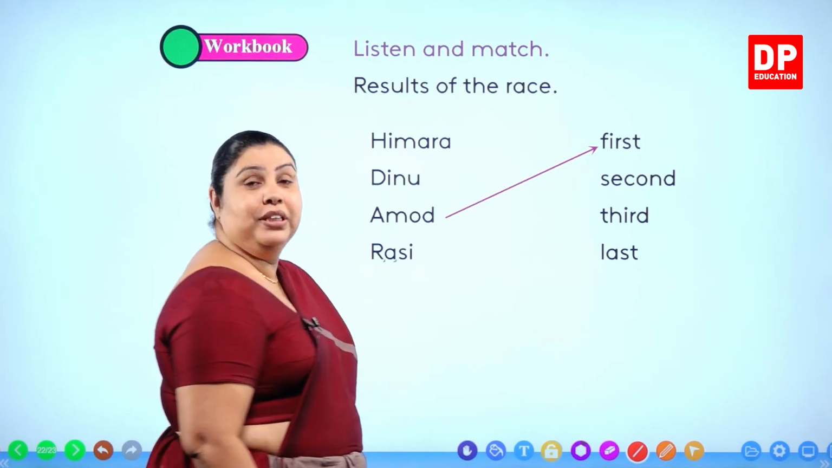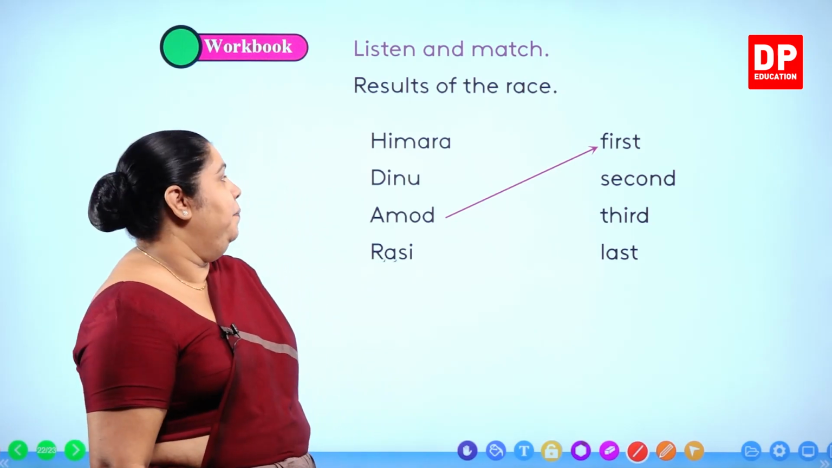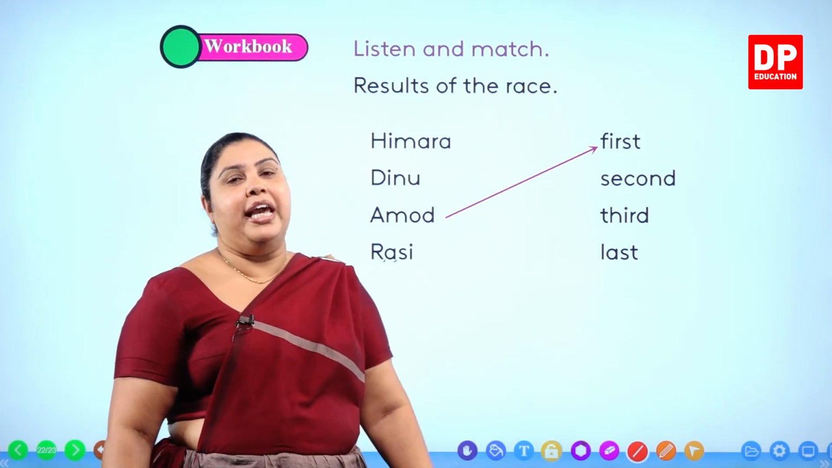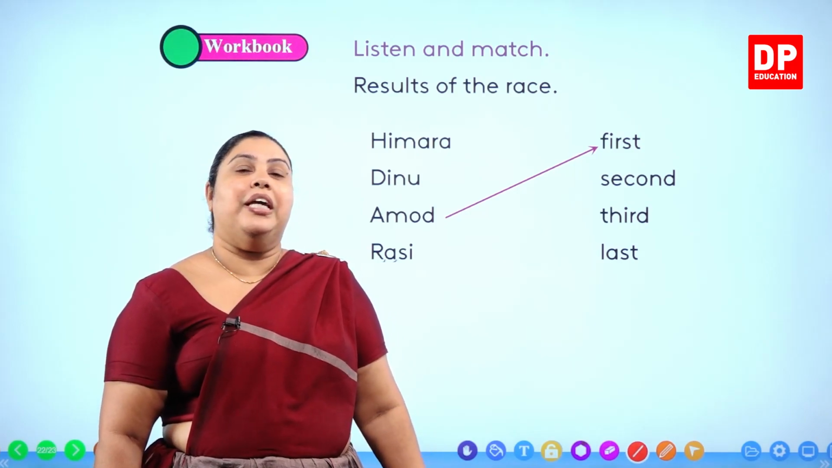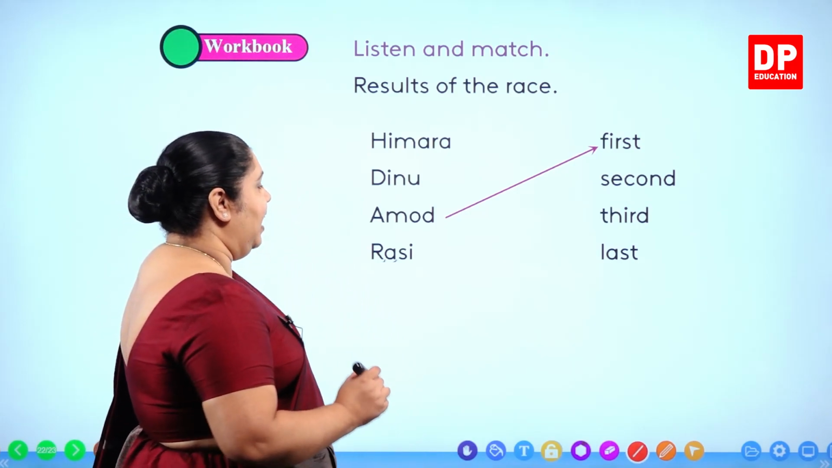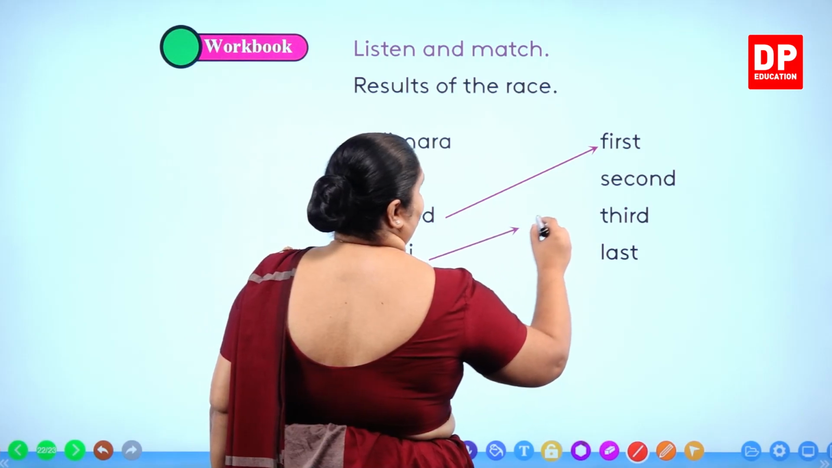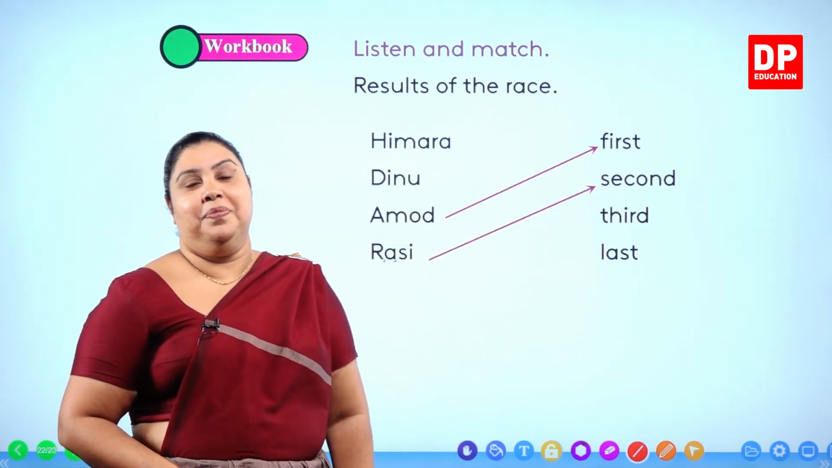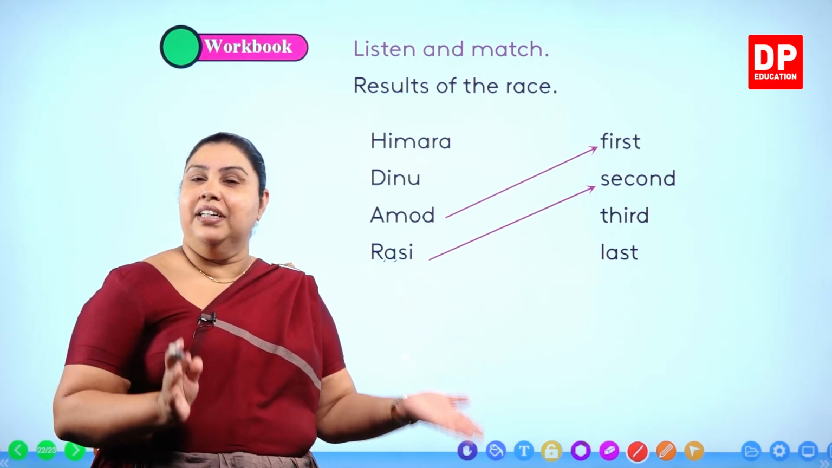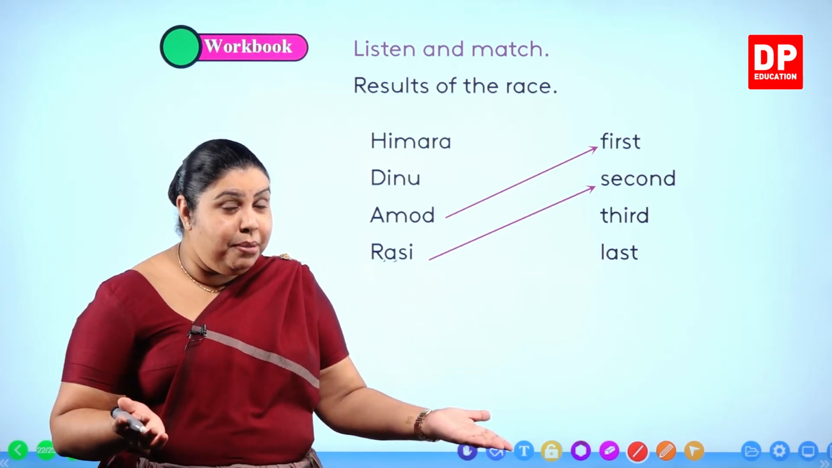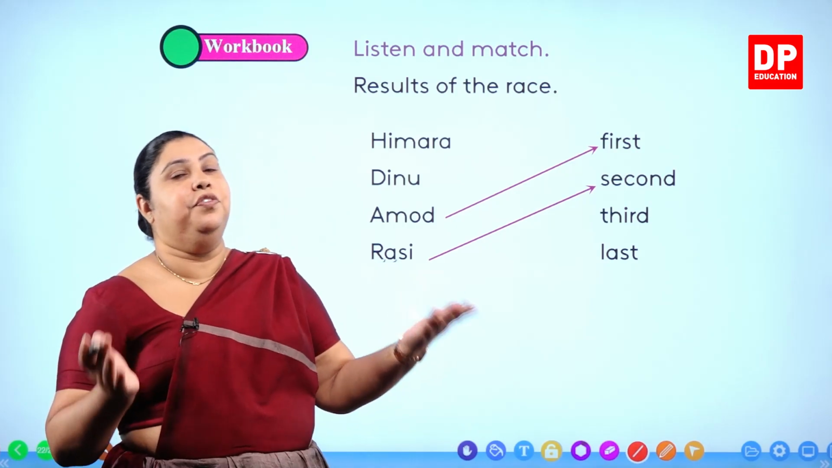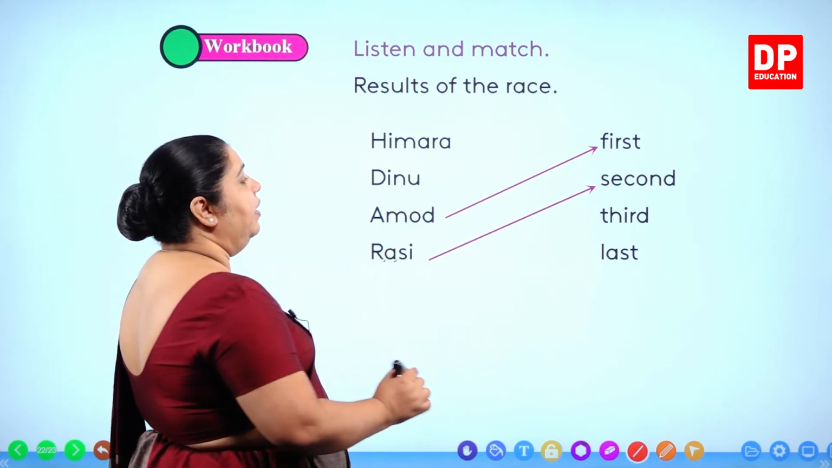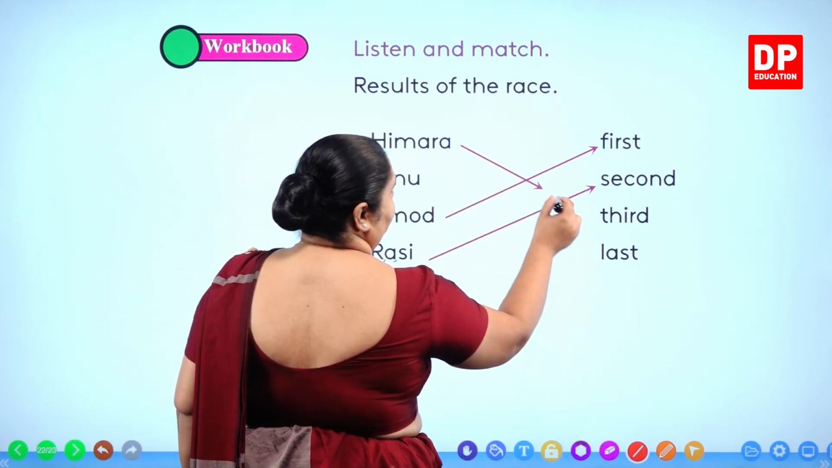Then who came second? Who came second? It was Rasi who came second. Rasi came second. Then Himara came third. And can you remember Dinu was the last, that was fourth, and Himara came third.